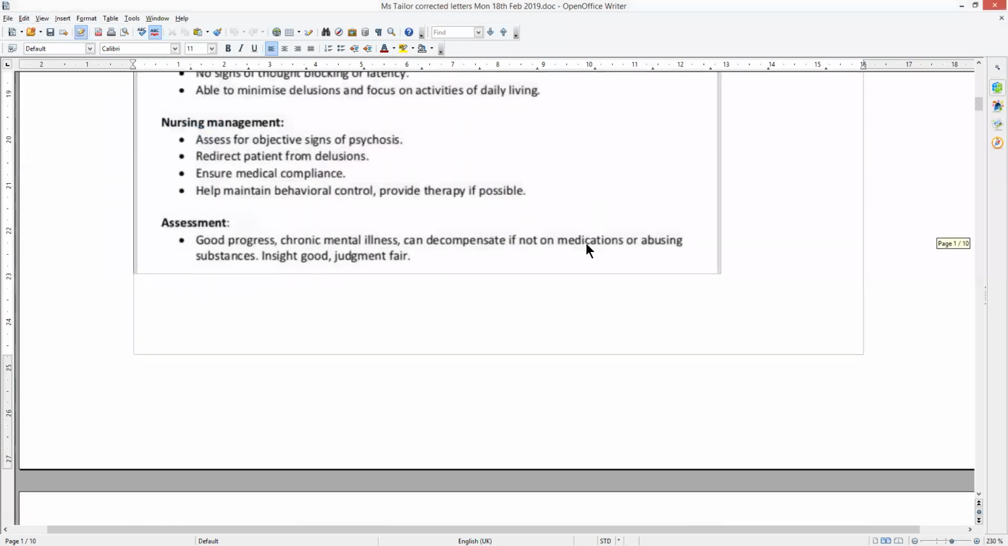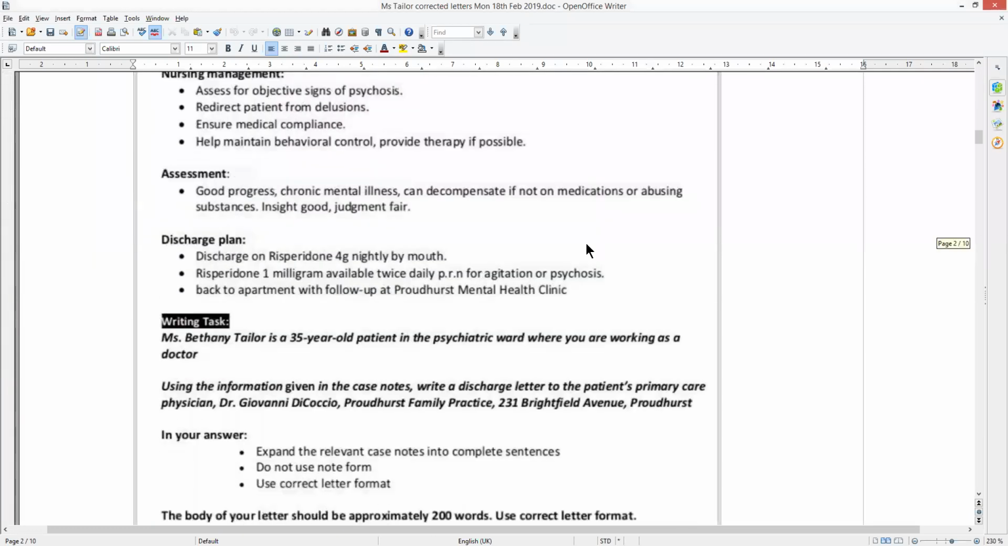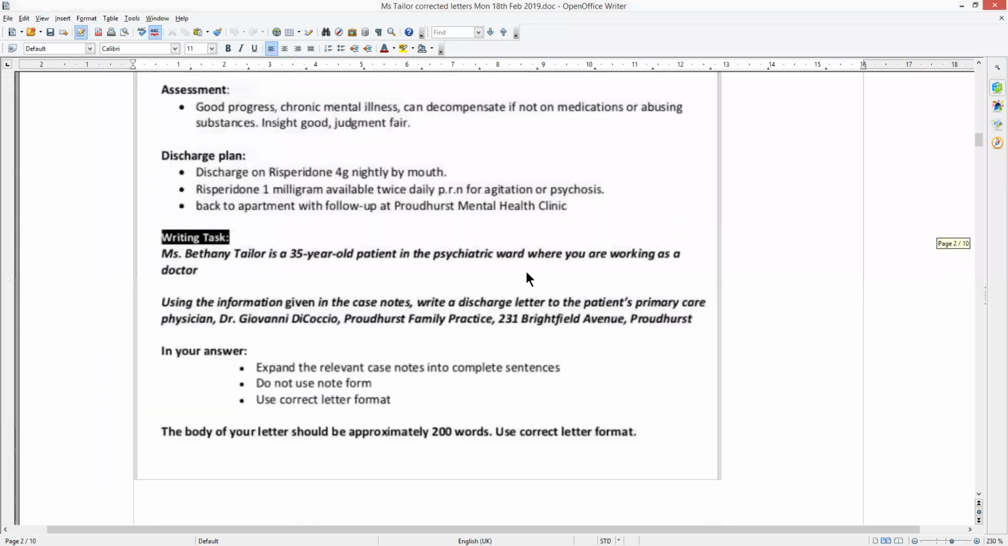So first thing, we go to the task. Discharge to the patient's primary care physician. Okay. So that should therefore mean that the GP knows this person. So that therefore means we don't have to include a lot of background information. Yeah, because it's a primary care physician.